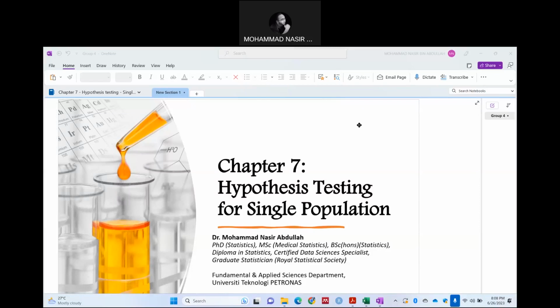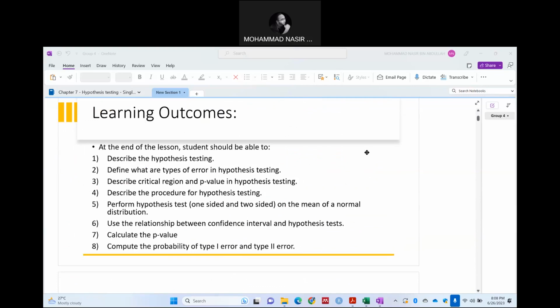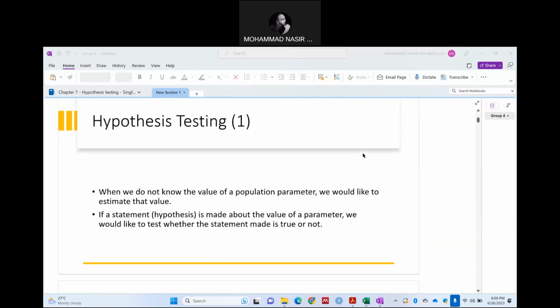Right. So, learning objectives. At the end of this chapter, you should be able to describe hypothesis testing, define what the types of error in hypothesis testing are, describe critical region and p-value in hypothesis testing, describe the procedure for hypothesis testing, perform hypothesis testing, use the relationship between confidence interval and hypothesis, calculate the p-value, and compute the probability of type 1 error and type 2 error, right? So now let's start with the first slide.